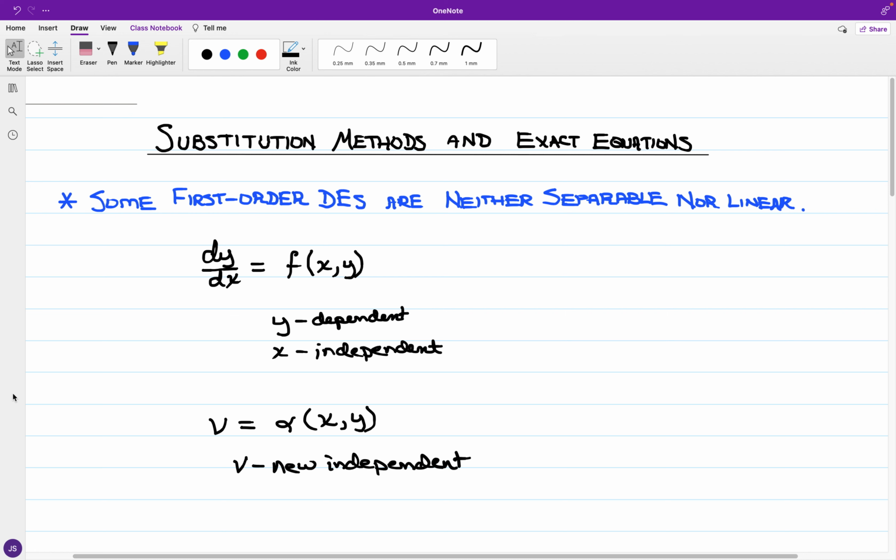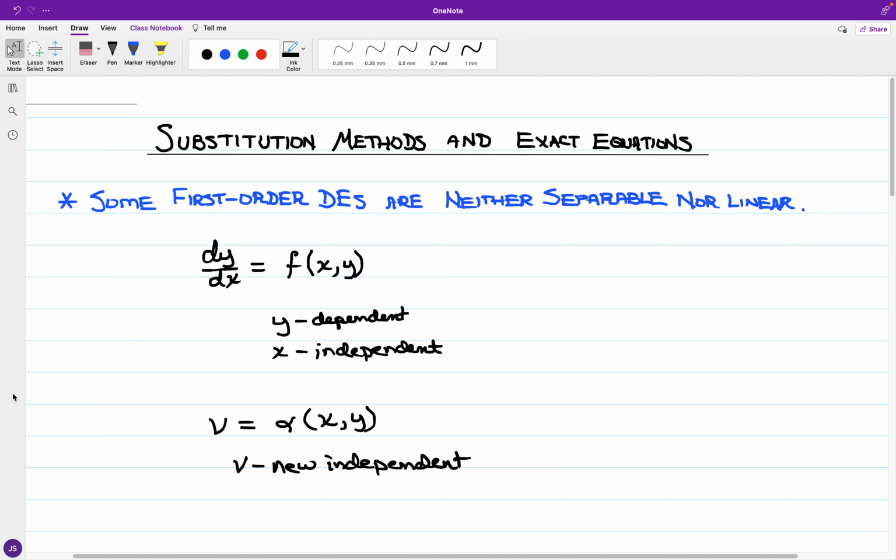Okay, we are crossing over into what will be referred to as substitution methods and exact equations. So far, the first order differential equations we have dealt with have been separable or linear, or maybe both for that matter. But we're going to cross over into the realm where we might encounter some first order differential equations that are neither separable nor linear.